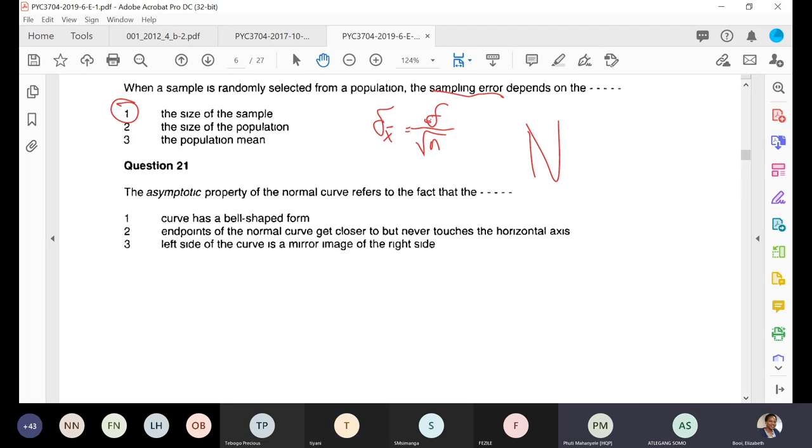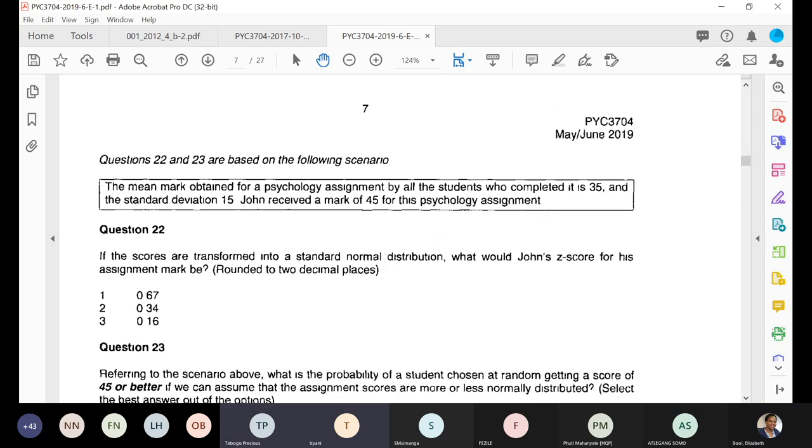Okay, so 21. An asymptotic property of a normal distribution refers to the fact that the two endpoints of the normal curve never meet or touch the horizontal axis.